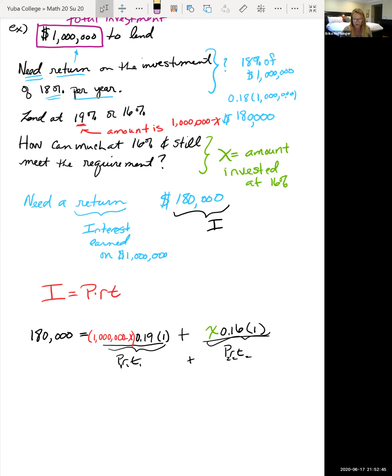Okay, so we have an equation, and we want to simplify it. So we simplify each side. We have 180,000. I'm distributing my 0.19 to my million. That's just going to give me 19, and it's going to take away 2 decimals: 190,000. Distribute your 0.19 to the negative x, so minus 0.19x, plus 0.16x.